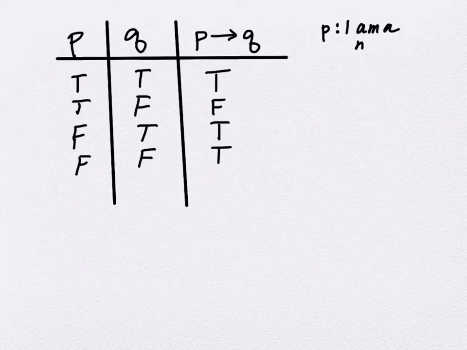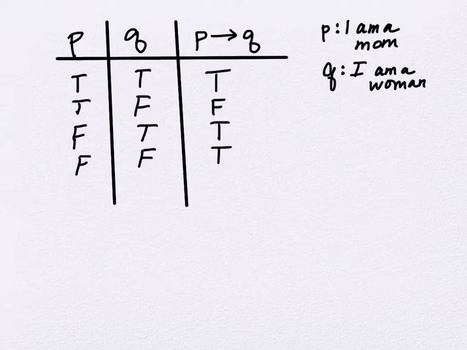P is going to be the statement, I am a mom. And Q is going to be the statement, I am a woman. Okay, the first row, you're probably going to be like, yeah, well, obviously that would work. True, true, true. Everything that's got two trues is true. Worked for ands, worked for ors, works for if-thens. Great. If I'm a mom, then I am a woman. And we all say, yeah, right?